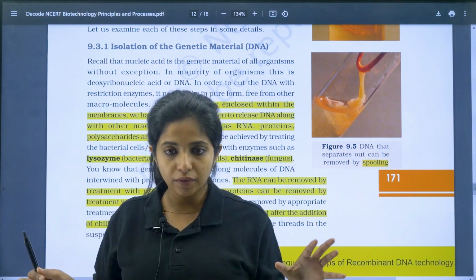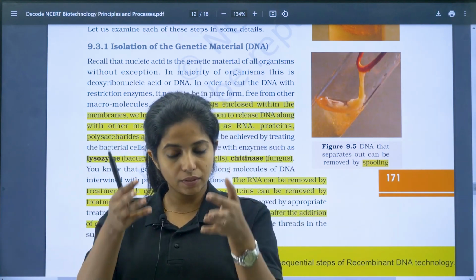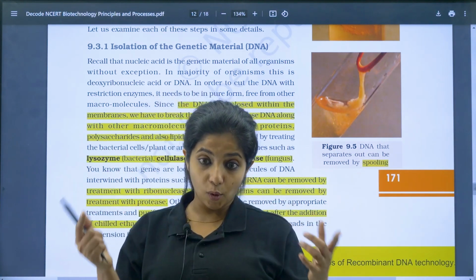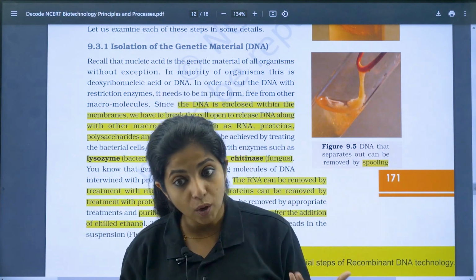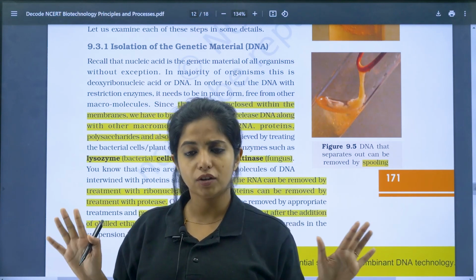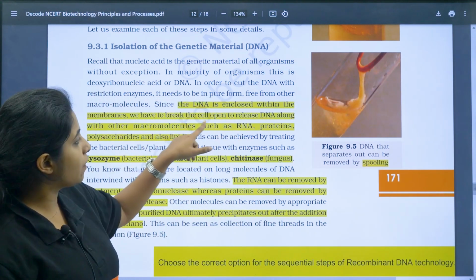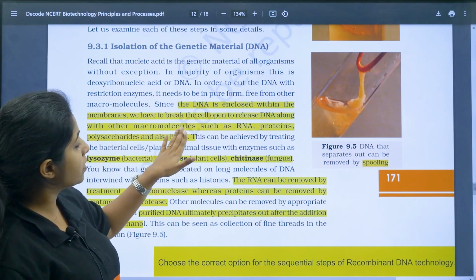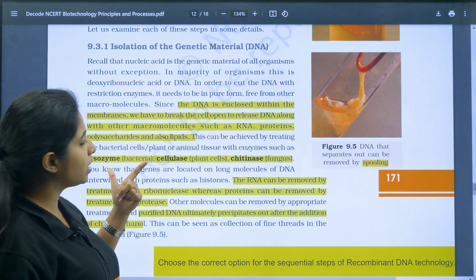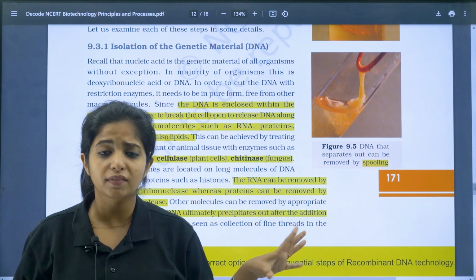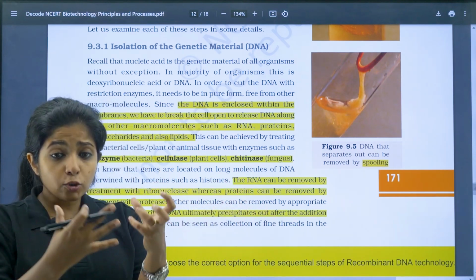Isolation is not very easy because DNA is within the cell. Cell wall might be there in some organisms, and you have to break down the cell wall. In some organisms it's not there, then it's all cool. So, listen to me carefully. The DNA is enclosed within membranes. We have to break the cells open to release the DNA along with other macromolecules such as RNA and protein; everything will be there. But we don't want anything, we just want the DNA. So, how do you isolate just the DNA?